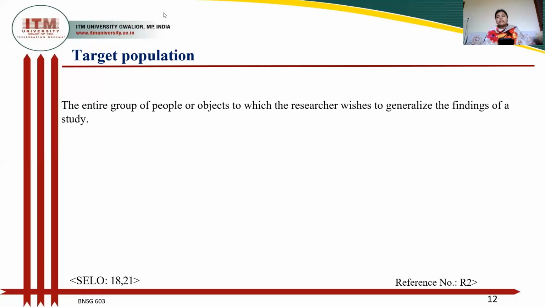So now the next terminology that we are calling, what? Target population. So now different words you are coming across. What is this target population? Target population means the entire group of people or objects to which the researcher wishes to generalize the findings of the study.